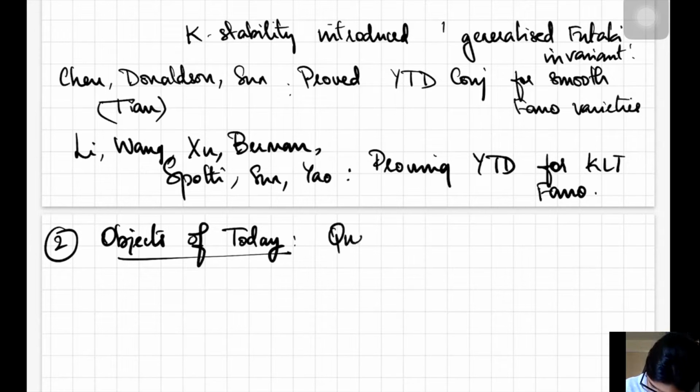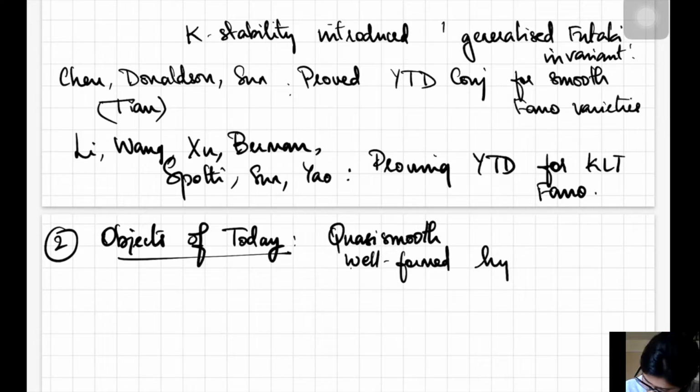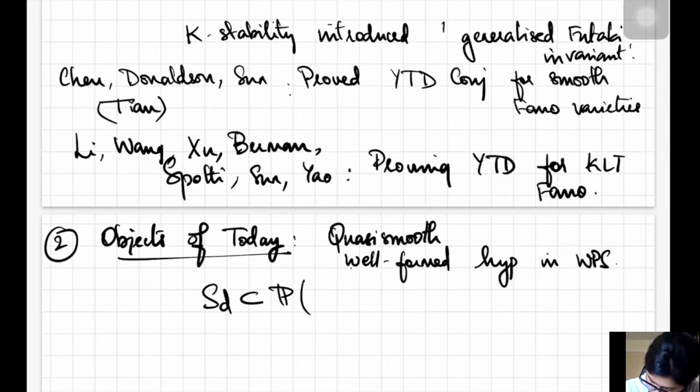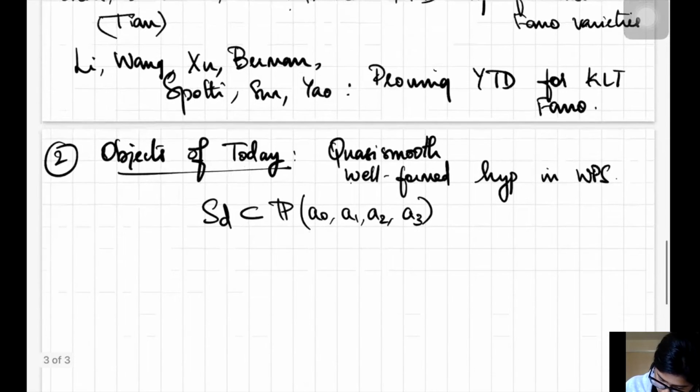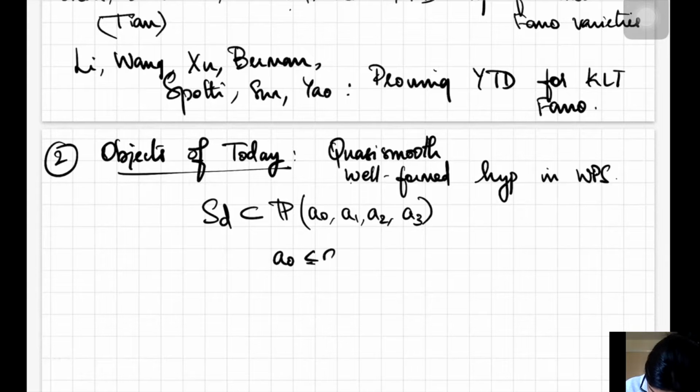Today I'm going to be dealing with quasi-smooth, well-formed hypersurfaces in a weighted projective space. These are basically surfaces of the form S_D in a weighted projective space with 4 weights. Of course this is of dimension 3, and then you have a surface there. And I want the weights to be ordered.